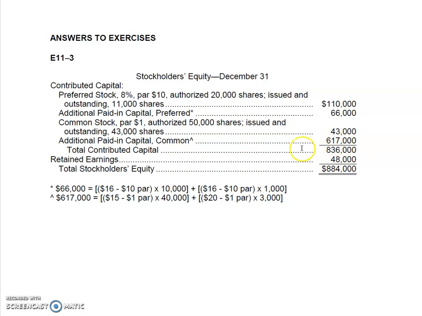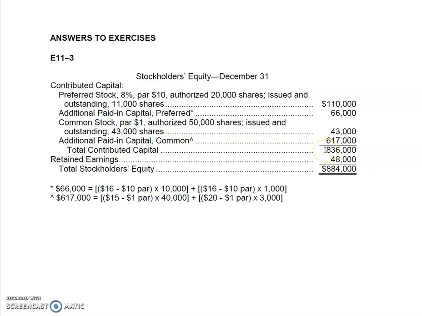Now, there's nothing wrong with presenting it this way, but to be honest, there's really no reason for two additional paid-in capital accounts. It doesn't matter how much additional paid-in capital came from preferred stock and how much from common stock. You could easily combine both and show one additional paid-in capital account. So we add all of these together, the preferred stock, the additional paid-in capital on preferred, the common stock, and the additional paid-in capital on the common stock, and that gives us total contributed capital.